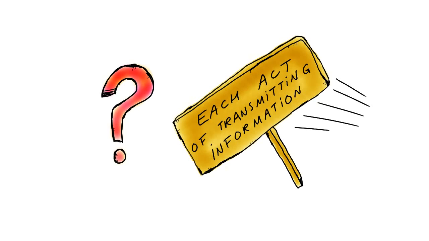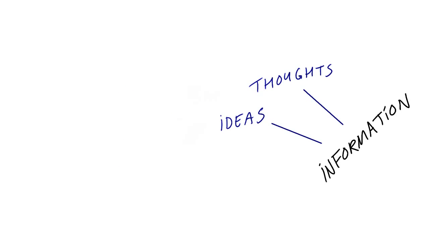What exactly is communication? The most simple definition is that communication is each act of transmitting information. Information in the broadest sense of the word, including thoughts, ideas, and emotions.